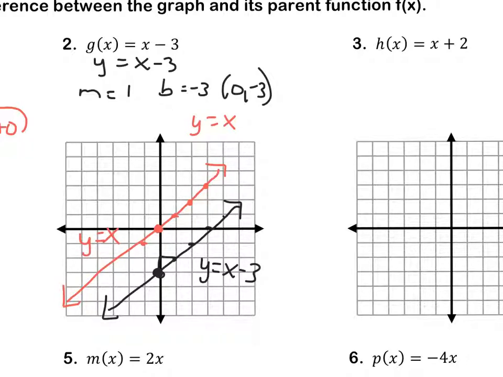We have to describe the difference in this one right here. Remember, they're parallel because they have the same slope, so the only difference in the line is that it's shifted down 3. We know that because this is x minus 3, that's the y-intercept. So we'll write that down: shifted down 3 units. That's the difference between the parent function and this function. All right, you can try the next one on your own if you know what to do, or just follow along.